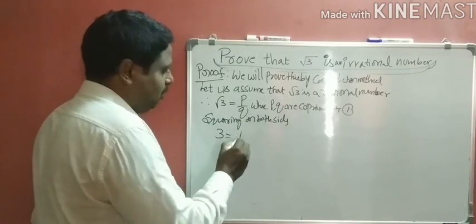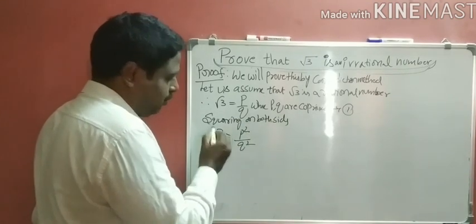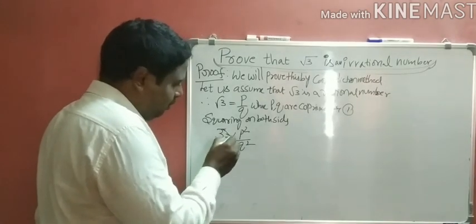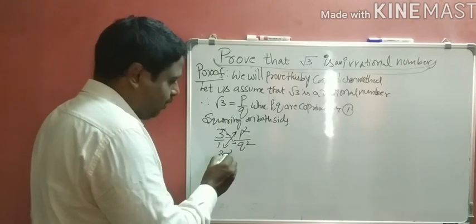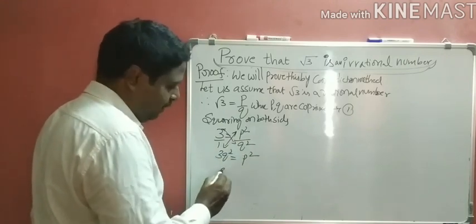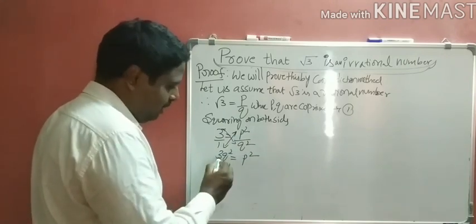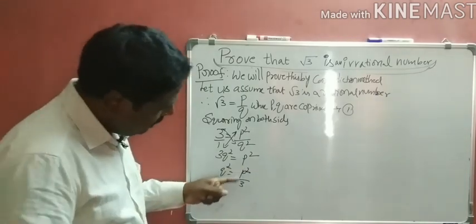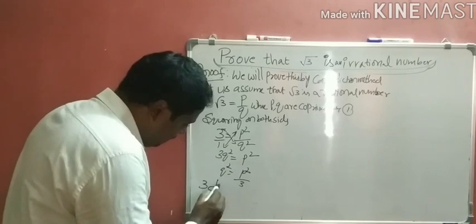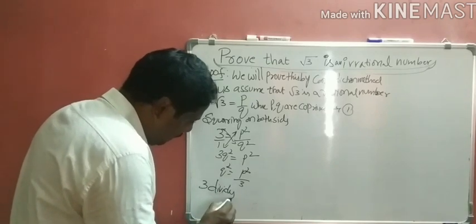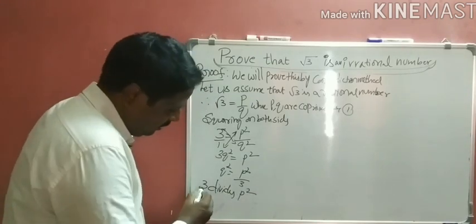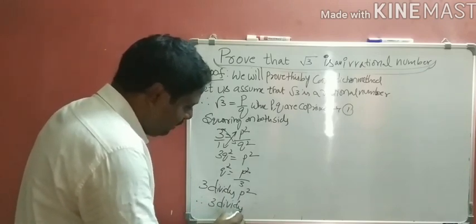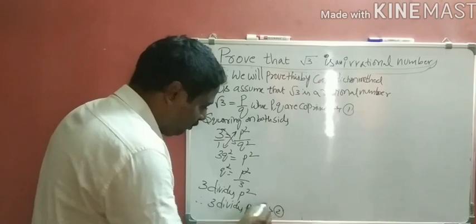So 3 is equal to p square by q square. By 3 in the denominator we have 1. Cross multiply both. 3q square is equal to p square. We can write q square is equal to, taking this 3 to the right side so that it becomes divides, p square by 3. So what is its meaning? 3 divides p square. 3 divides p square means, therefore, we can write 3 divides p. This is equation number 2. Understand?